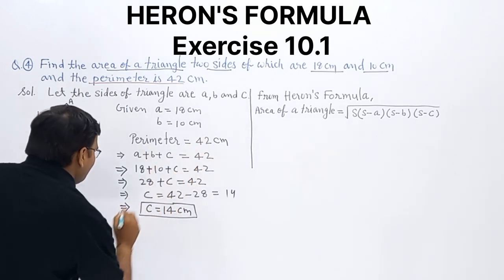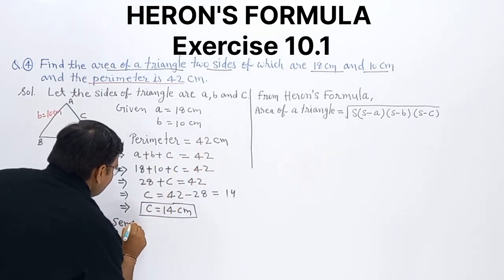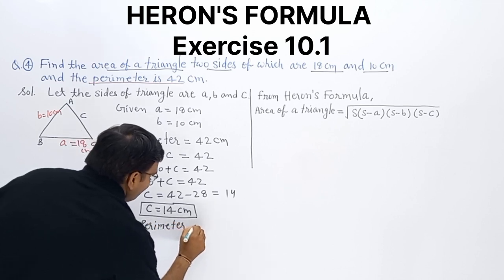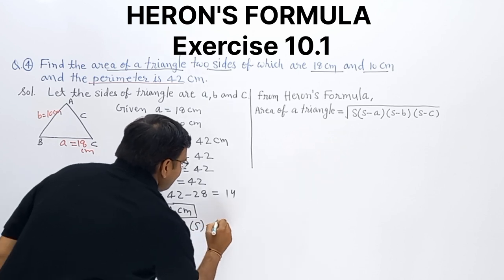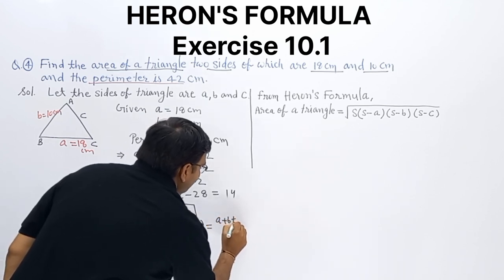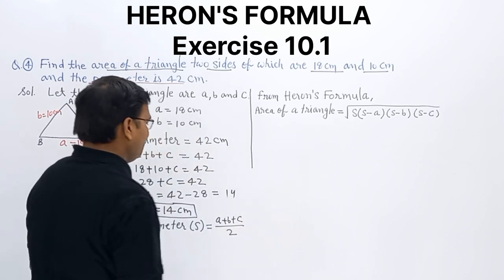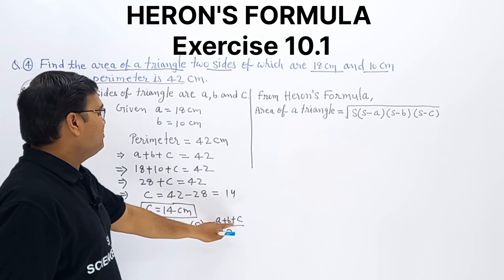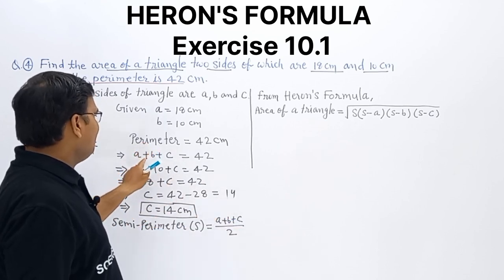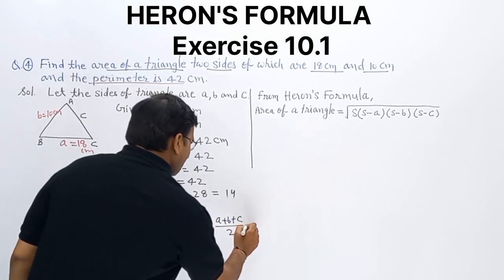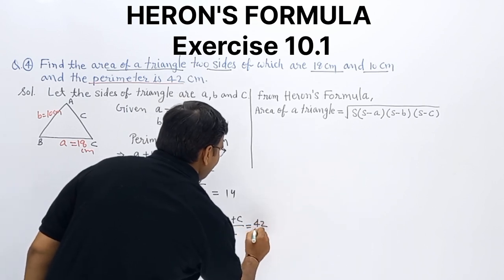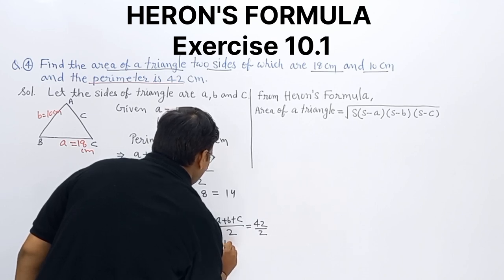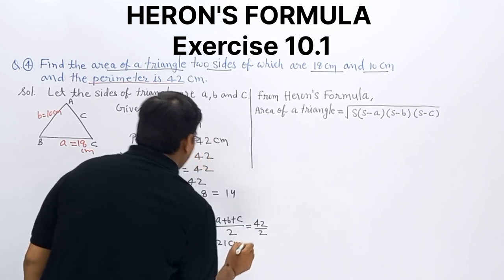S is the semi-perimeter. Semi-perimeter S is equal to the sum of all sides, A plus B plus C, divided by 2. A plus B plus C is already given in the question, equal to 42. So we can write 42 divided by 2, and when we solve, we get 21 centimeter.